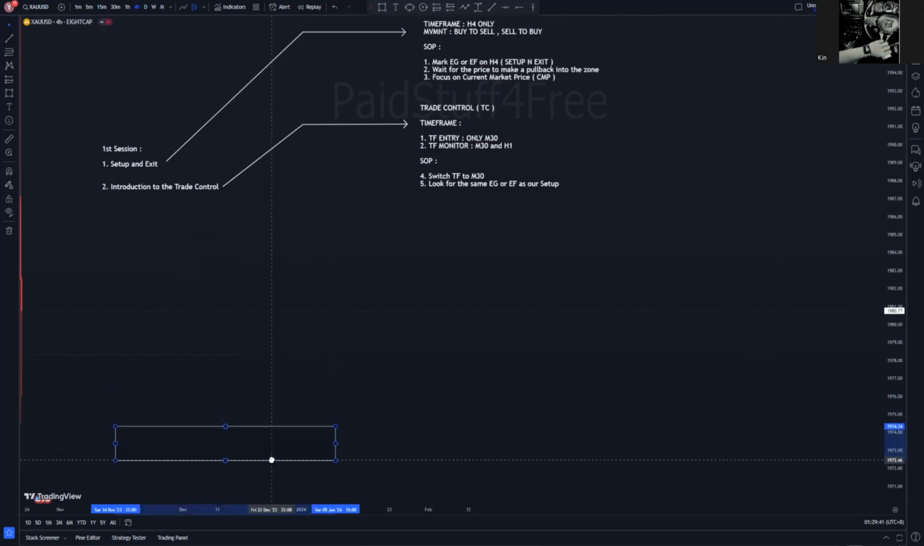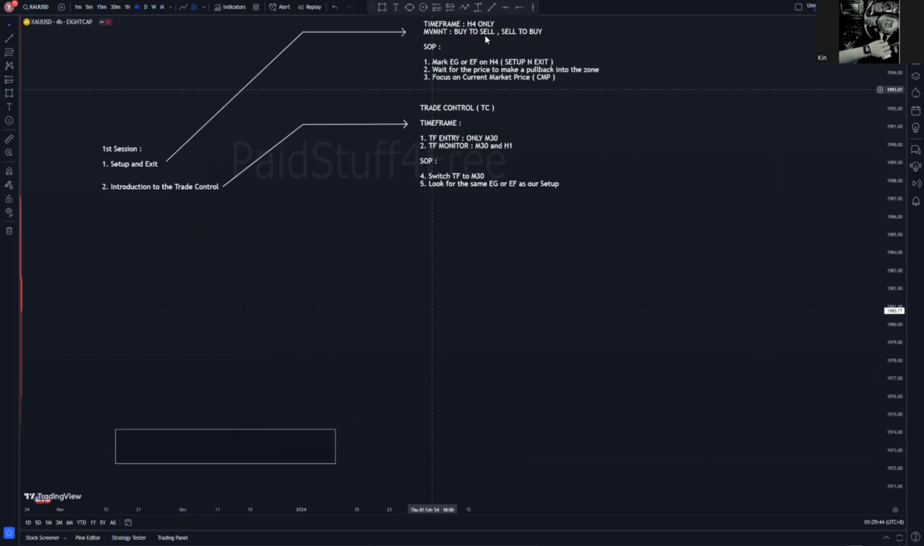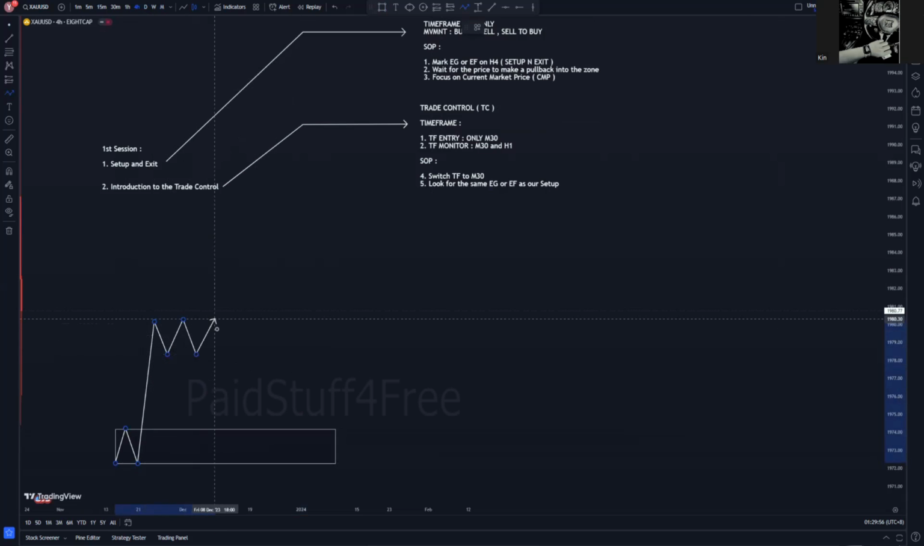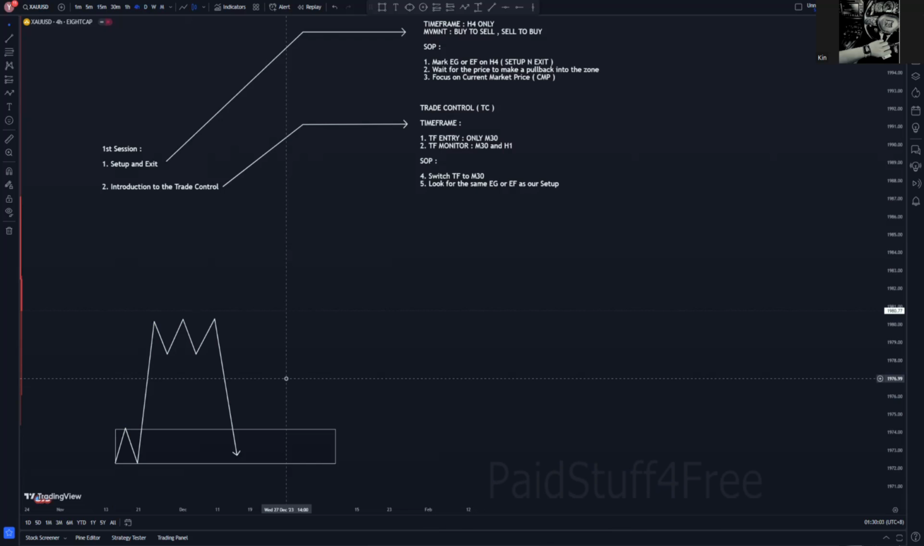For example, you have a buy zone of H4 somewhere around here. When the price makes a pullback and gets into the zone, and after we focus on the current market price, what is the next step? Right over here, we need to switch or change the time frame from H4 to M30.